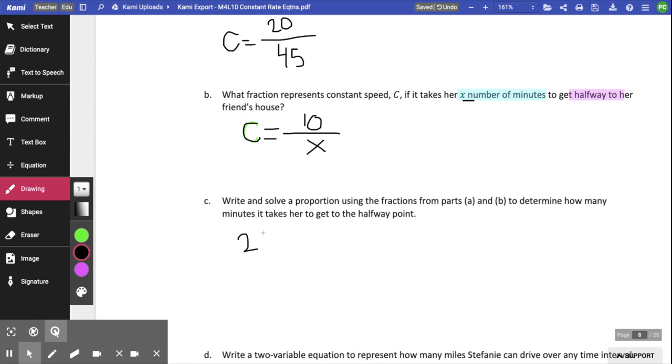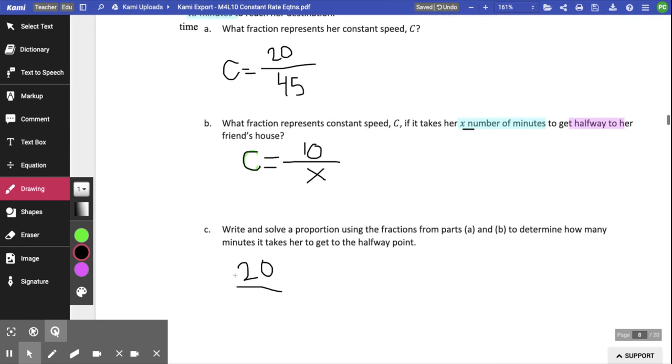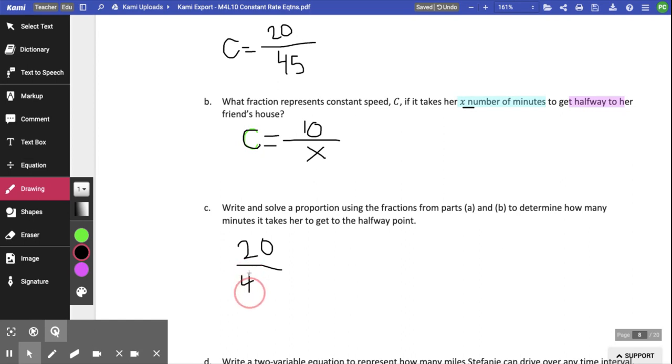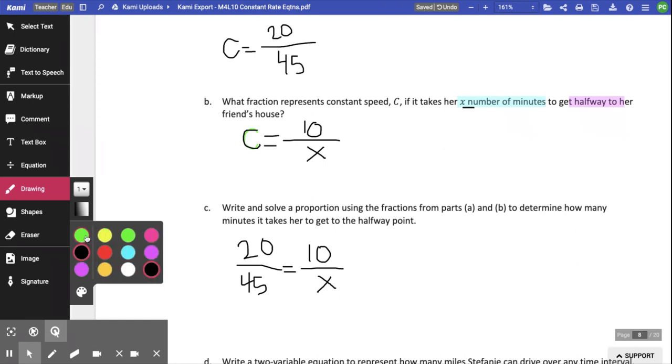So write and solve a proportion using the fractions from A and B. So here's the fraction from A. Her constant rate, that 20 miles away to her friend's house, and it takes her 45 minutes to get there, is equal to, or proportionally equal to, 10 miles. So we want to know in 10 miles, how long will it take her to get there? Or once she drives 10 miles, at what time will she have driven 10 miles?